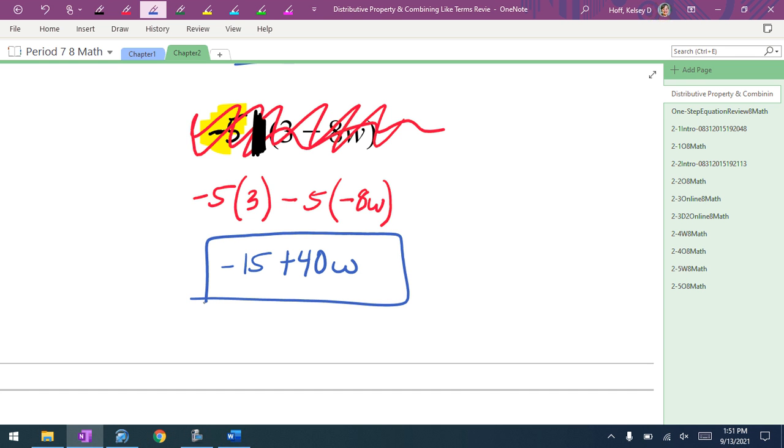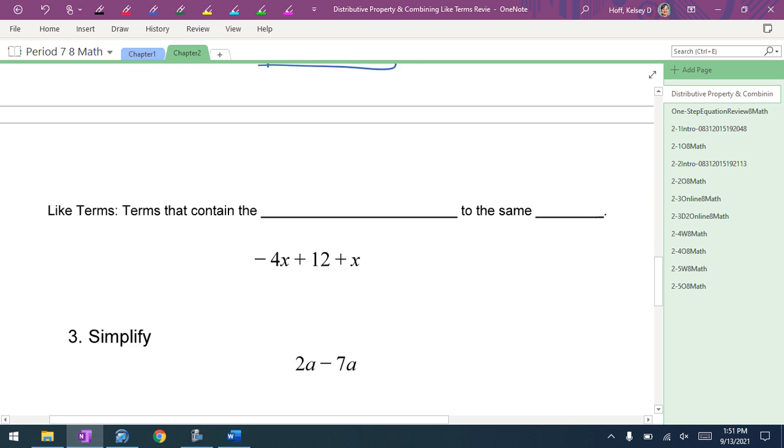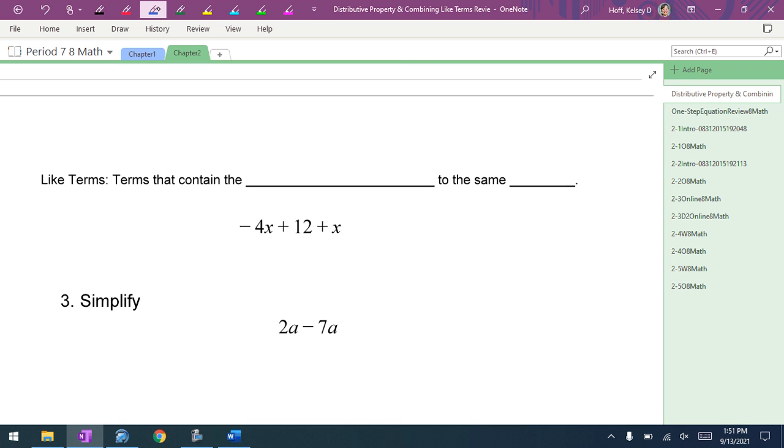All right, flip it over. Along with distributing to get rid of the parentheses, we also have to combine like terms. Like terms are terms that contain the same variable to the same power. So they have to have the same letter with the same exponent. An x and an x, a y and a y, a p and a p, an x squared and an x squared.